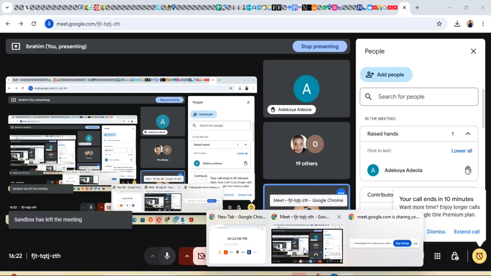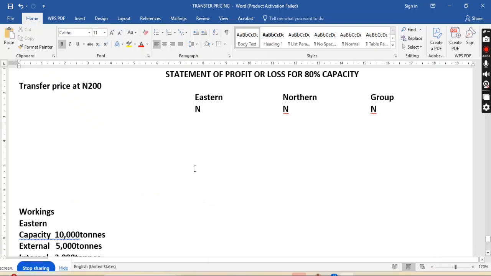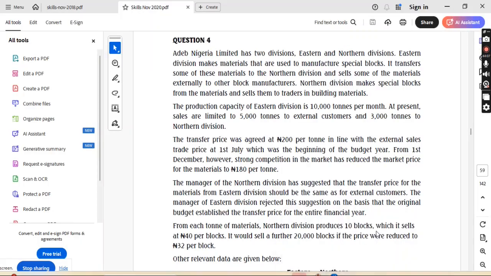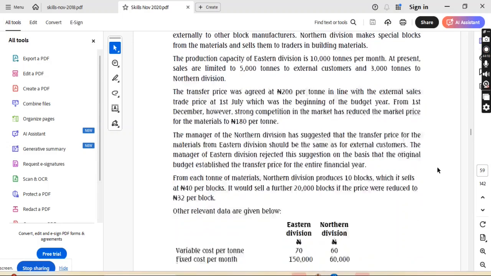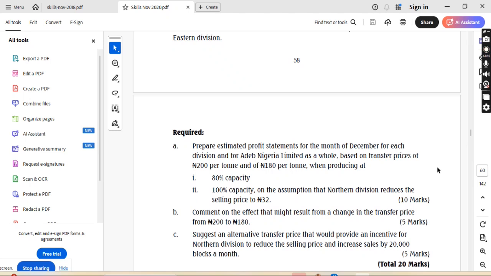So I just want to confirm the 80% capacity: is it based on the production, or the external demand, or internal demand? The 80% on the basis of the 80% capacity. Let me check. Yes, it's 80% capacity. When producing at 80%, that is their normal production.